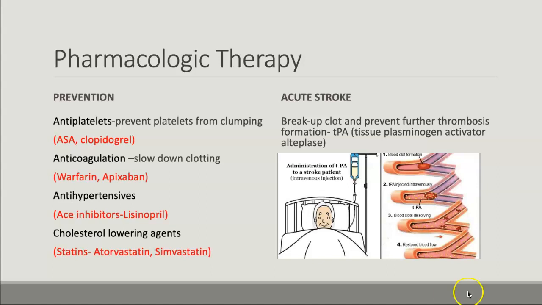Okay. So TPA, again, there is a time window. This is acute. Think of it just like you would a STEMI for the heart. You're going to think of an ischemic stroke as something emergent when they're coming in, that we need to reperfuse that brain as quickly as possible. And we would do that with TPA.